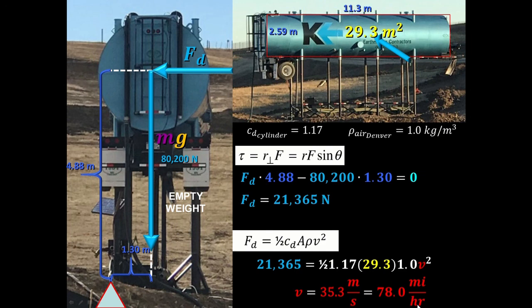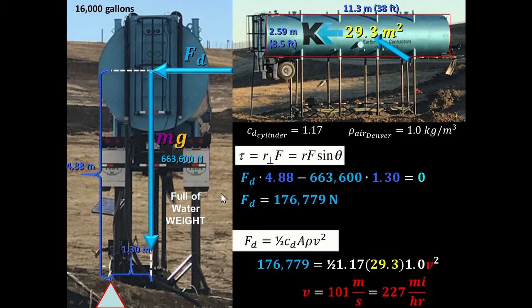And that sounds fast, but where I live, it really can blow 78 miles per hour. And so it could blow over. That is what the weight of it is empty. And if you put 16,000 gallons of water, its weight goes way up to this. And I'm just doing the exact same calculation with this number now. And I find that if it's full, the wind would have to blow 227 miles per hour to knock this over. So as long as it's not empty, I think we're safe. That's a little bit about torque and rotation.